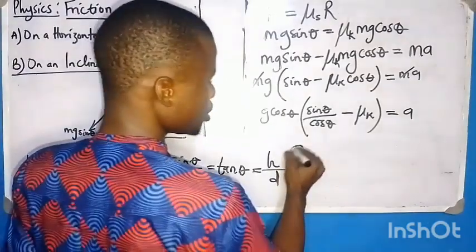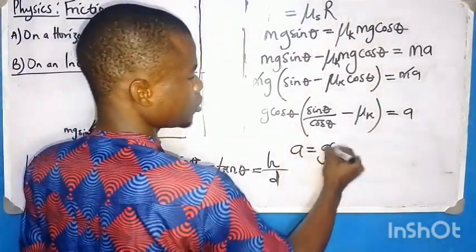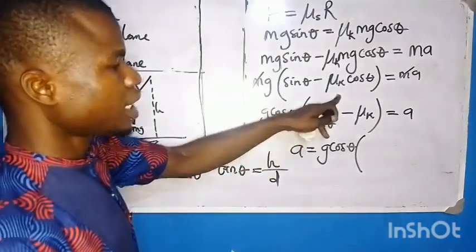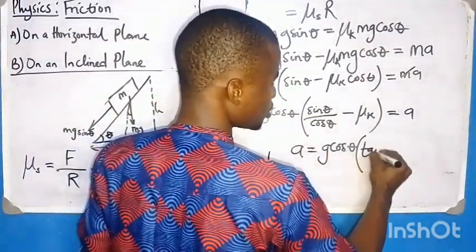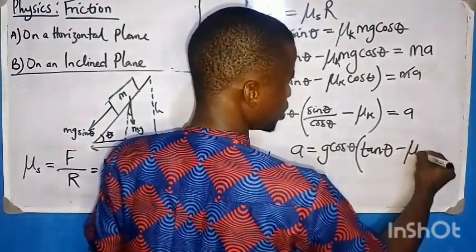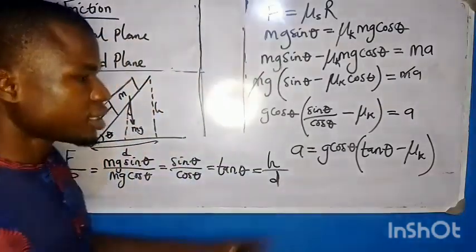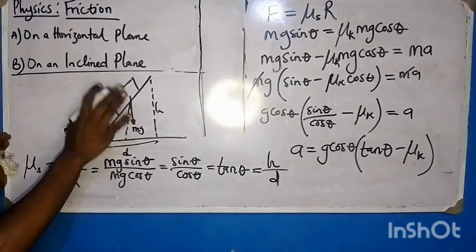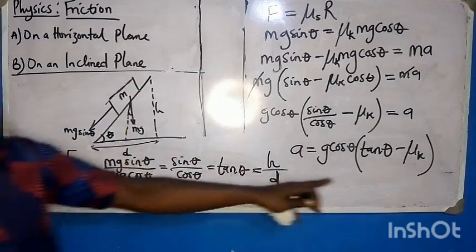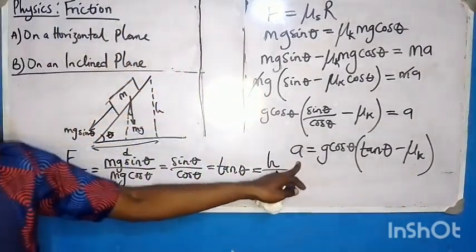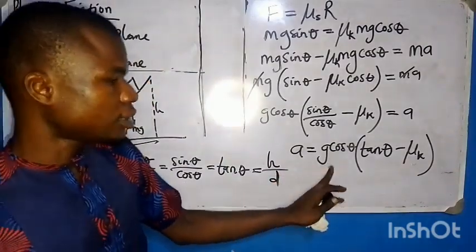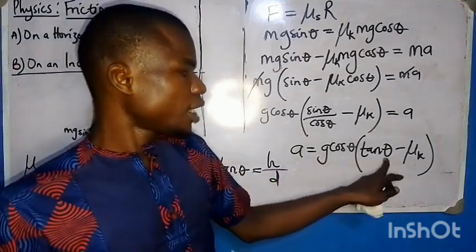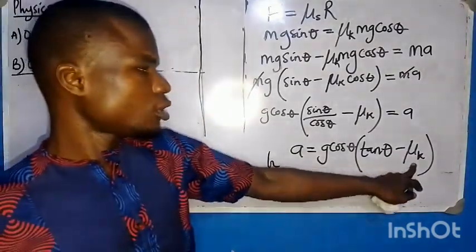So the acceleration of the body here, a, is given as g cosine theta into, now remember, sin theta divided by cosine theta will give us tangent theta, minus the coefficient of dynamic friction. That's how to find the acceleration of the body in this case. For the body on an inclined plane, when we are given the dynamic friction, you can find the acceleration of the body by multiplying the acceleration due to gravity times the cosine of the angle that is given into the tan of the angle minus the coefficient of dynamic friction.